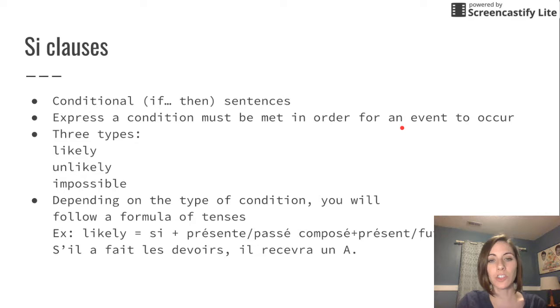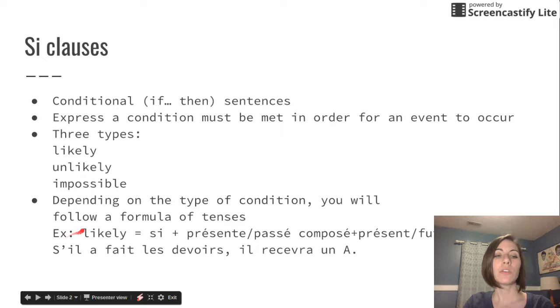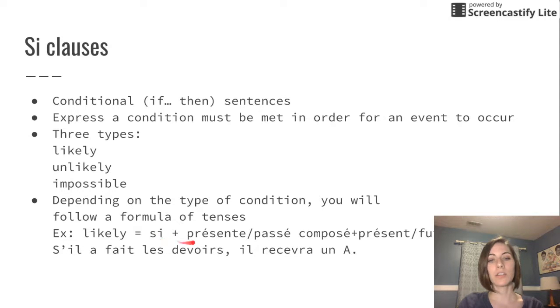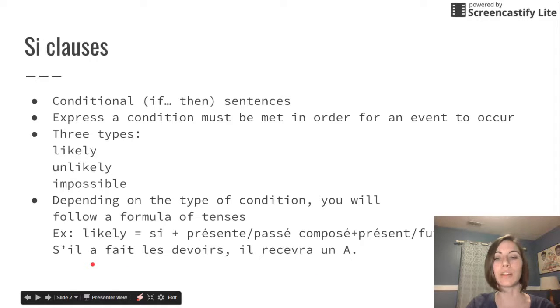So if the resulting action is likely, you will use a certain sequence of tenses. If it's unlikely, you'll use a certain sequence of tenses, and impossible, you'll use certain tenses as well. So depending on that type of condition, you've got a formula that you will use. So for example, if the action, the result, is likely, then you will use si, and then in that si, we'll use the conjugation of the présent or the passé composé. And then in the resulting action, the if is here, and then in the then, you must use the présent, the futur, or the impératif. For example, s'il a fait les devoirs, il recevra un A. You'll see right here, a fait is in the passé composé, and recevra is in the futur.